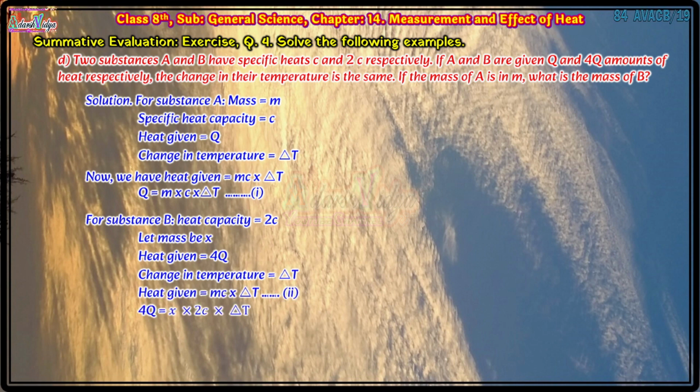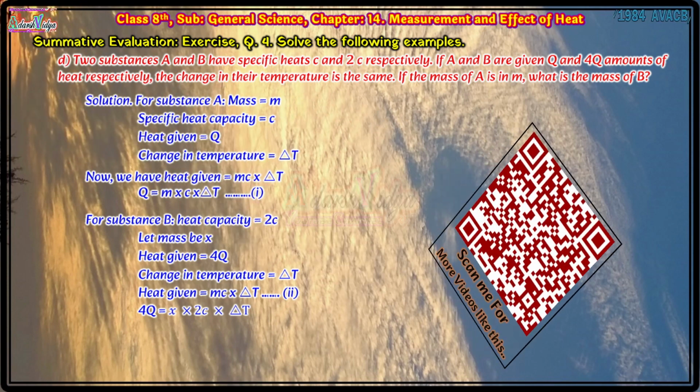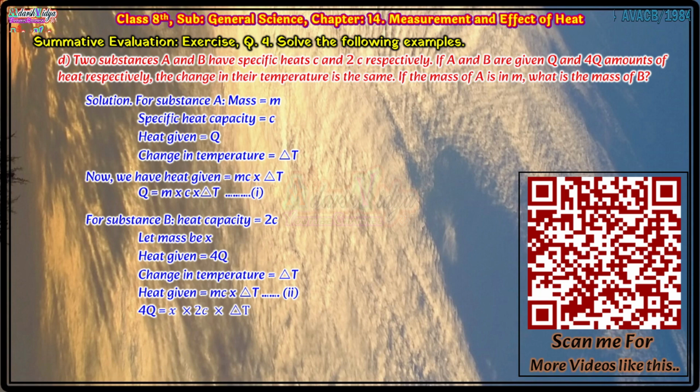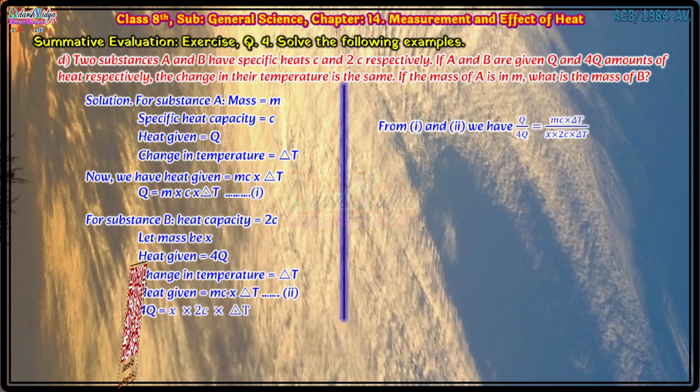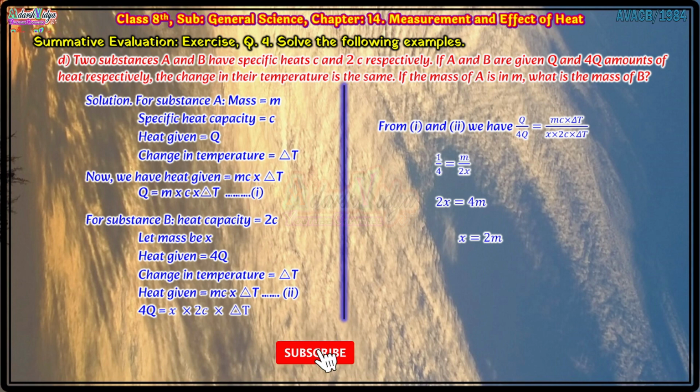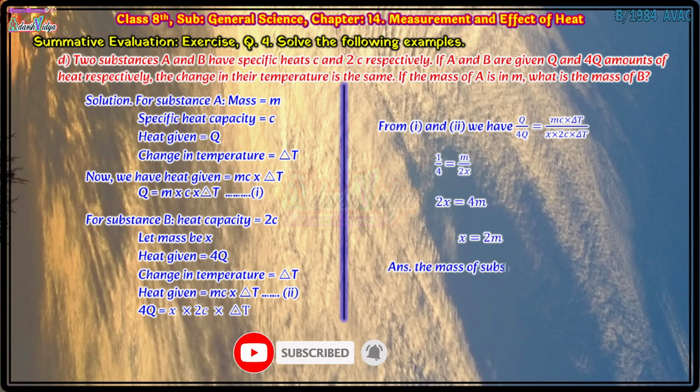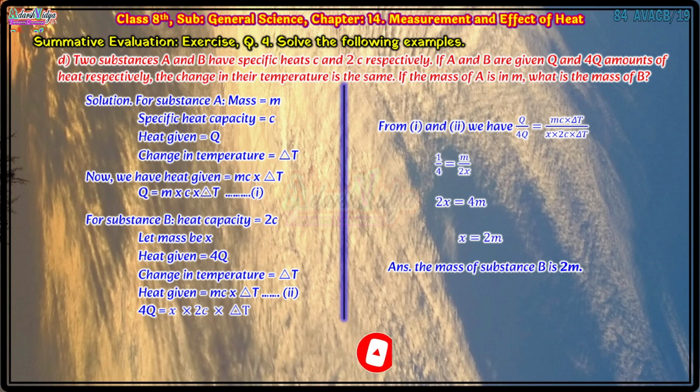Let mass be x. Heat given equals 4Q. Change in temperature equals ΔT. Heat given equals mcΔT. So 4Q equals x times 2C times ΔT, equation 2. From 1 and 2, we have Q/4Q equals mcΔT / (x times 2C times ΔT). 1/4 equals m/2x, 2x equals 4m, x equals 2m. So, the answer is: the mass of substance B is 2m.